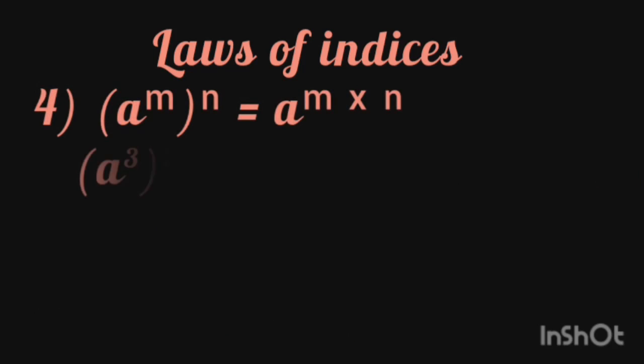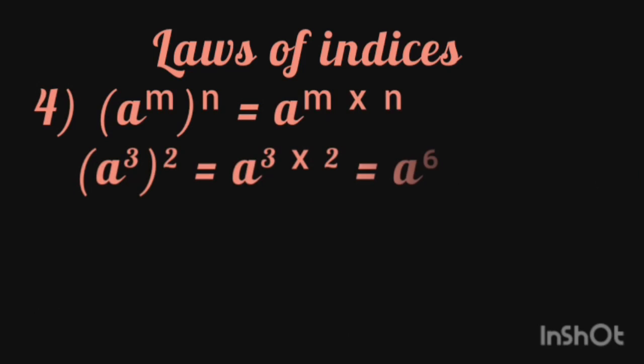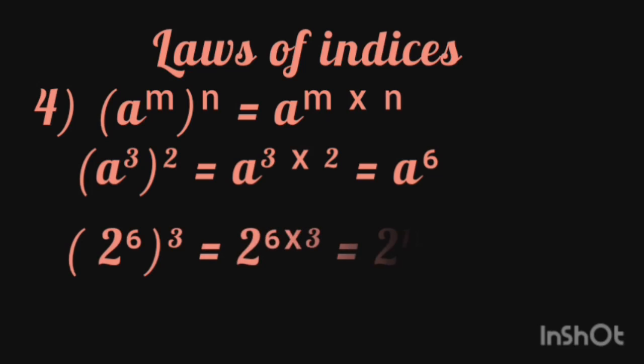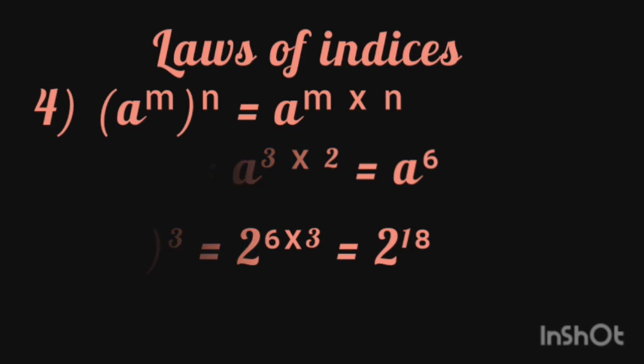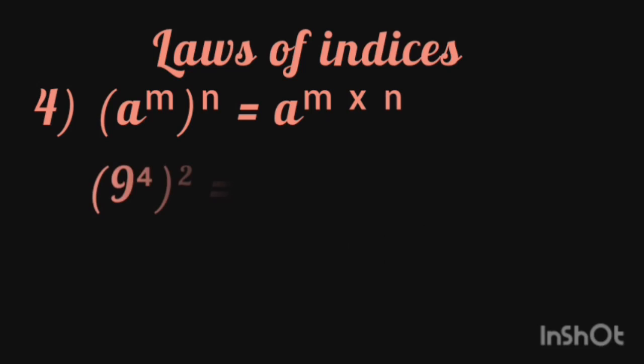The fourth law of indices is if we have a base and an index inside, and another index outside a bracket, you multiply the index inside the bracket with the one outside. For example, we have a raised to the power 3 with another index raised to the power 2. So we multiply the 3 inside the bracket by the 2. So the answer will be a raised to the power 6. Now we have 2 raised to the power 6 all raised to the power 3. We multiply the 6 inside the bracket by the 3 outside the bracket, so we get 2 raised to the power 18.